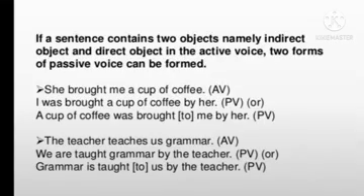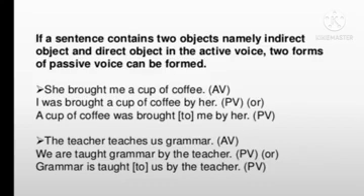And now see, one more rule is there in declarative sentences or statement sentences. If you're having two objects, a direct object and an indirect object, we can make two sentences in passive voice. For example, we can say, she brought me a cup of coffee. That is in active voice because she is doing the action. Then we can write it this way: I was brought a cup of coffee by her. Or we can write, a cup of coffee was brought to me by her.